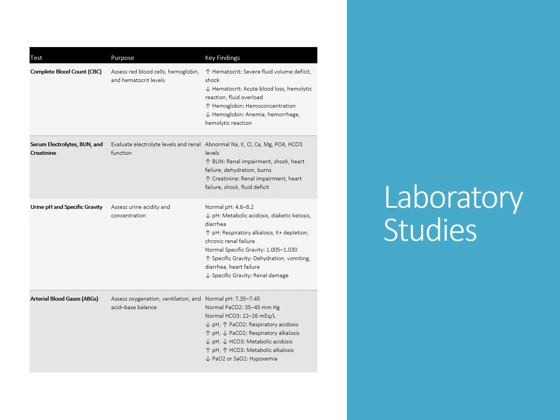Specific gravity, normal is 1.005 to 1.030. Increase in specific gravity shows dehydration. That could be from vomiting, diarrhea, heart failure. A decrease in specific gravity could be renal damage. And then you have your ABGs, and we talked about those on the last slide.